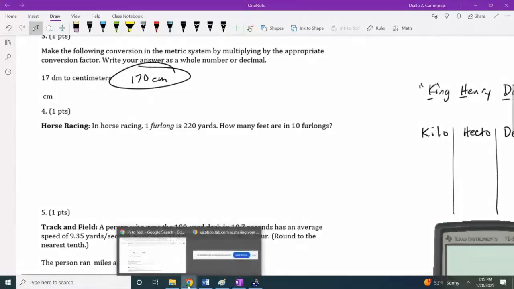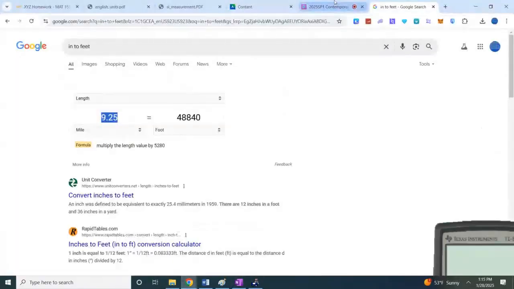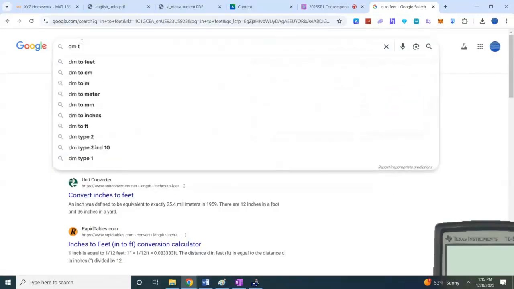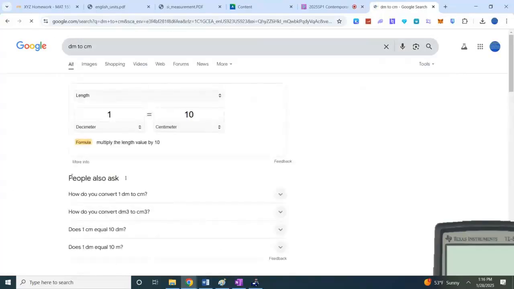You could also use Google. So in the search, I'm going to put DM to CM, decimeters to centimeters. I'm going to hit enter, and it gives us this same little chart. So I can put in 17 decimeters. And it should spit out 170 centimeters.